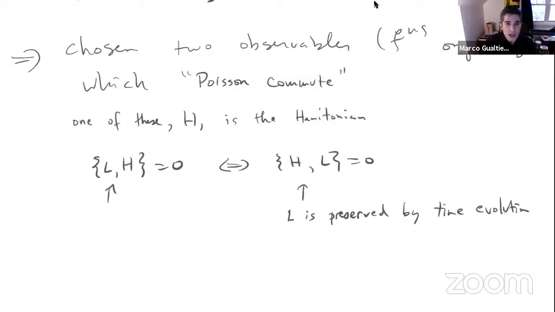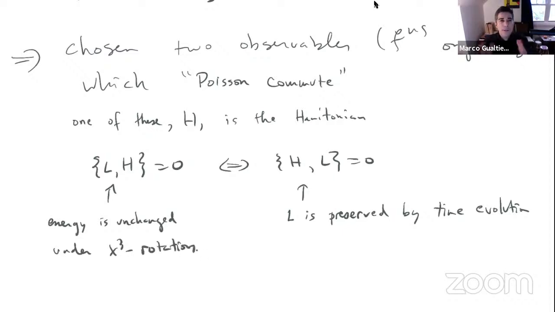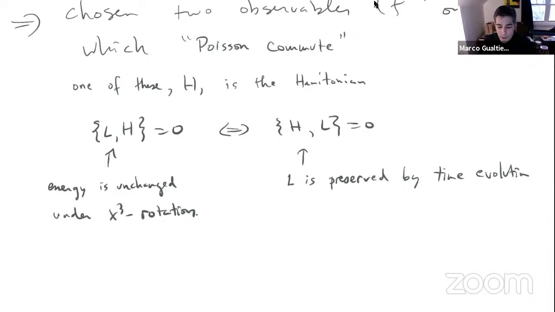This expression I could interpret in the following way, that the energy is unchanged under x3 rotations. You see what I mean? That the same equation is expressing the symmetry in 2 kind of equivalent ways. This second interpretation is particularly important because it's saying that L is conserved. In other words, the x3 component of the angular momentum is conserved.